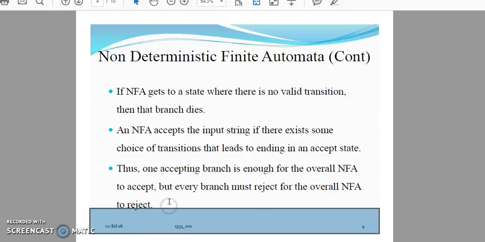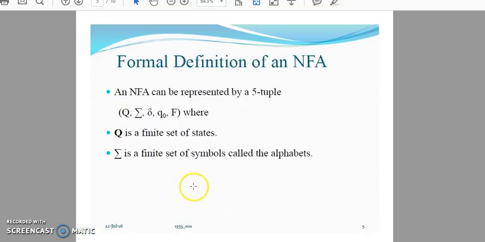That means if a string is not accepted by the corresponding NFA, every branch from the start state must be rejected.